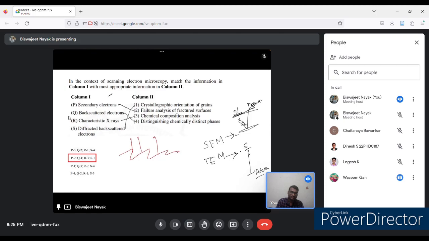One concept you will learn is penetration depth. That will tell you what type of electron will give you what type of information. For fracture surfaces, this is basically topographic information.